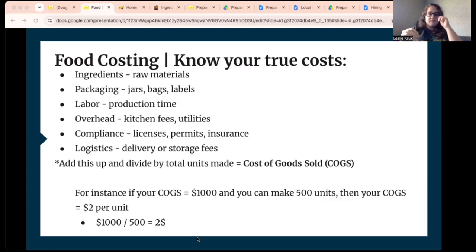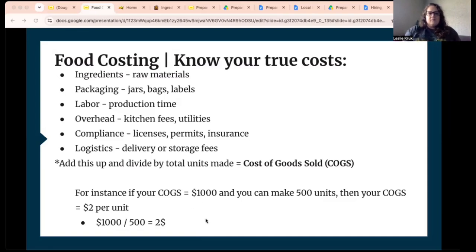So you can add all these items up, and there are a couple of ways you can do this. I mentioned the recipe previously, where you could figure out what it's going to cost for that recipe, with 20 bags or one box to put all of the items in at the end. You can also calculate this by cost of goods sold, or COGS. You add all of these things up, ingredients, packaging, labor, overhead, compliance, and logistics, add that to the cost of creating the recipe, and then divide that by the number of units made.